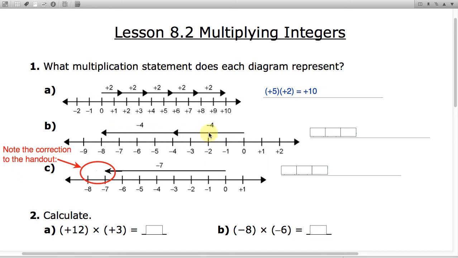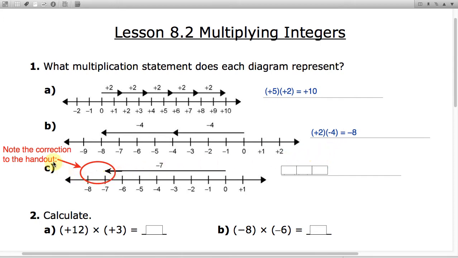And just because they're going to the left, it doesn't mean that we're not adding their values together. We are. It's just that they're negative each. So we are adding together 2 arrows of size negative 4 each for a total value of, right there, negative 8.